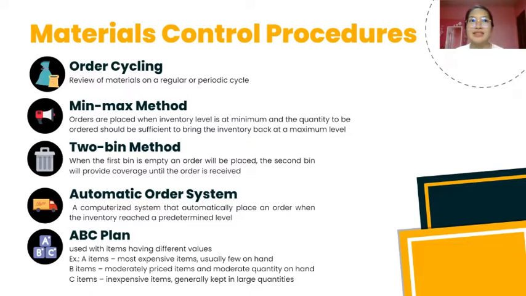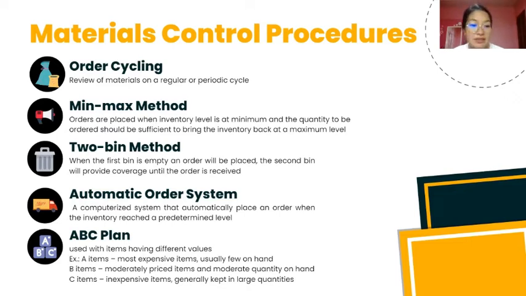So we also have 2 bin method. So when the first bin is empty, an order will be placed. The second bin will provide coverage until the order is received. We also have automatic order system. So computerized na siya that automatically places an order when the inventory reaches a predetermined level.